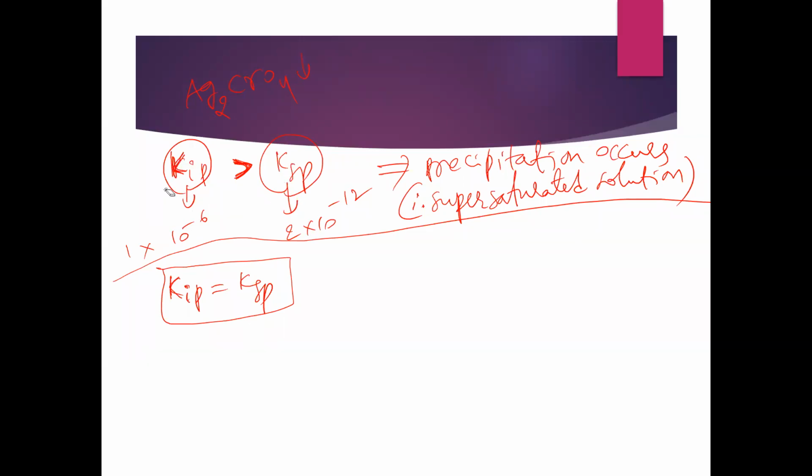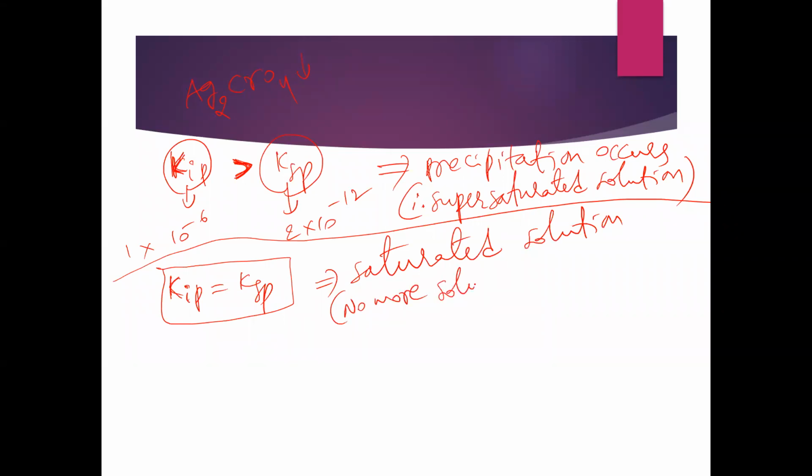So whenever the KIP value of the given salt becomes equal to the KSP value, the solution formed is called a saturated solution. In a saturated solution, no more solute can be dissolved. So in this case, the solution formed is a saturated solution, and no more solute can be dissolved.